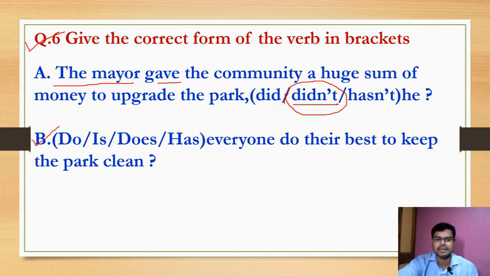Check question B. Do, is, does, has. Everyone do their best to keep the park clean. Okay, so here we have to write the correct answer. Everyone is a singular word or subject, and the sentence is in present tense. So here we can write does, the auxiliary verb does we have to use. Correct.